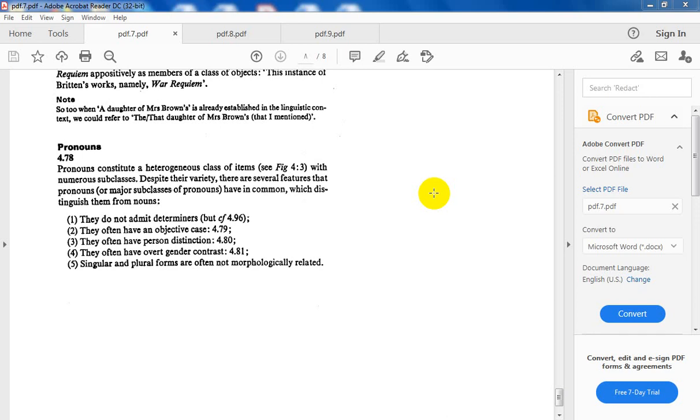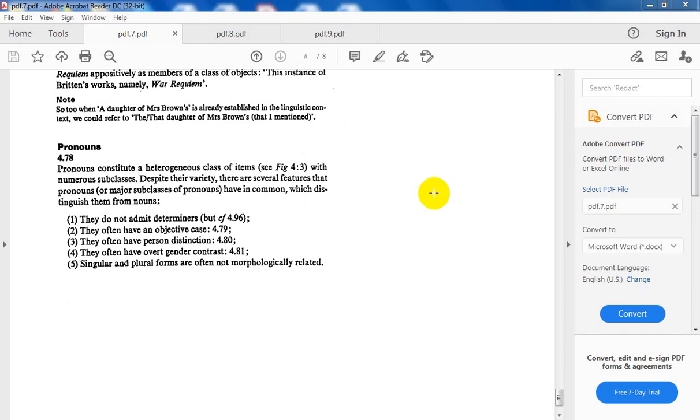So first of all, what are pronouns? They constitute a heterogeneous class of items. First of all, they are closed system items, closed in the sense that they are limited and definite. They constitute a heterogeneous class of items, though they are limited and a system by themselves. Again, they have numerous subclasses. So despite their variety, there are several features that pronouns or major subclasses of pronouns have in common. These 5 points are the main differences between nouns and pronouns.